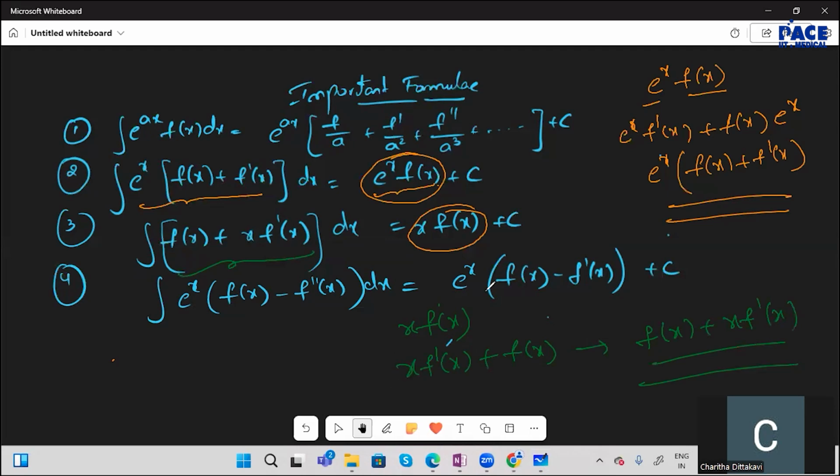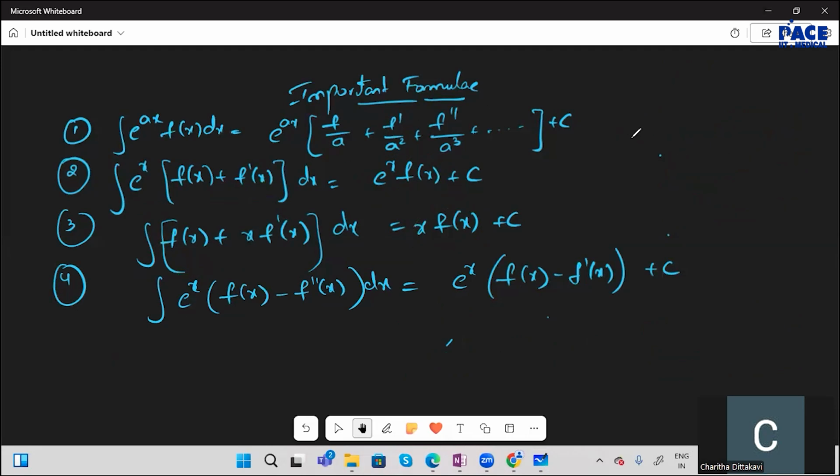Right? So similarly, if you do the first and fourth also, you get back the same formulae. Clear? So all these are the four major important formulae that we are going to use in our further questions. Okay. So now let us go with the first question of today's class.